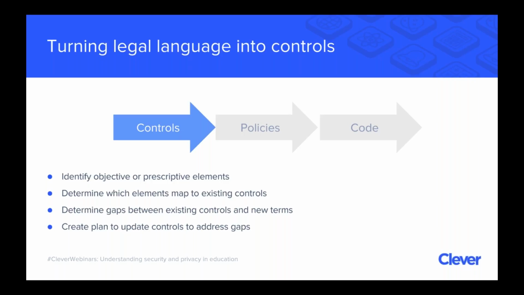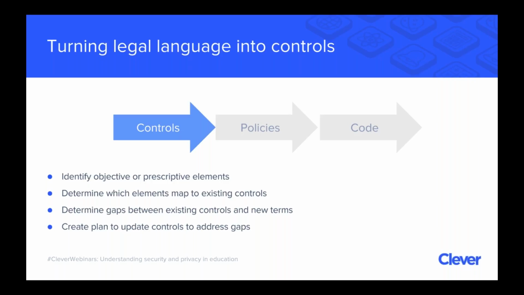Sometimes terms are vague or subjective. For instance, California State Bill 1177 states that operators shall implement and maintain reasonable security procedures and practices. This doesn't really tell us much, but it is important for us to have a working and shared understanding of what industry standard means to us.